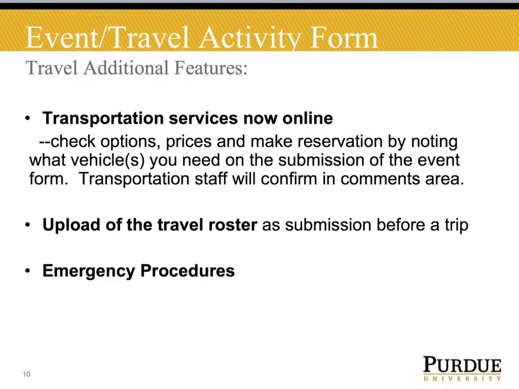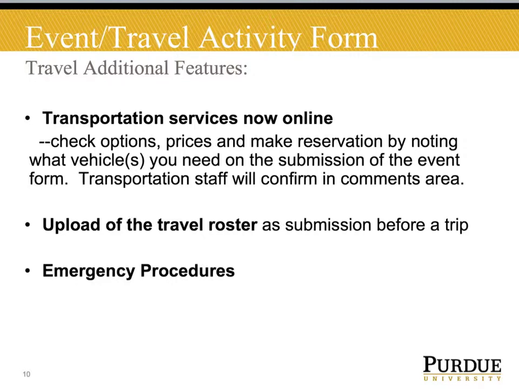Traveling as a student organization involves a little bit more information. Purdue Transportation Services are now available to be requested through the travel form or event form that you are now completing online. You will have options to view prices and make a reservation by noting what vehicle or vehicles you need on the submission of the event form. The transportation staff will then respond in the comments area confirming that they have understood your request and what is available, along with a cost estimate when possible.